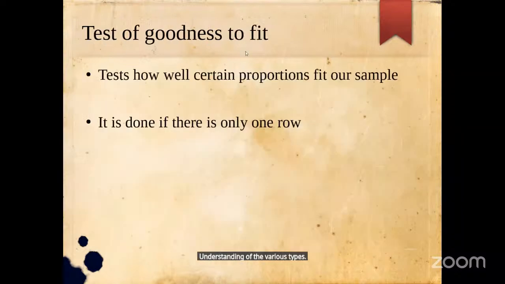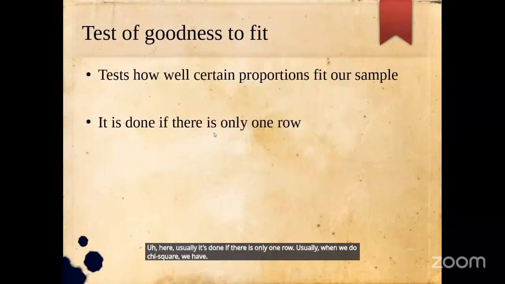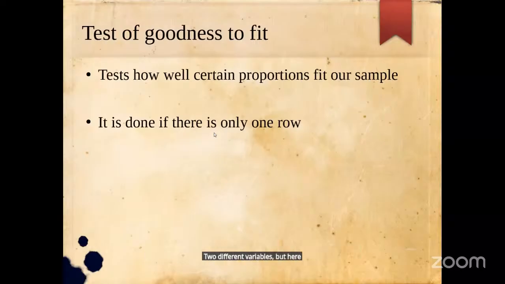So we have the test of goodness of fit. This test is used to check if certain proportions fit our sample. Here, usually it's done if there is only one row. Usually when we do chi-square, we have two different variables. But to do a test of goodness of fit, it has to be one variable.